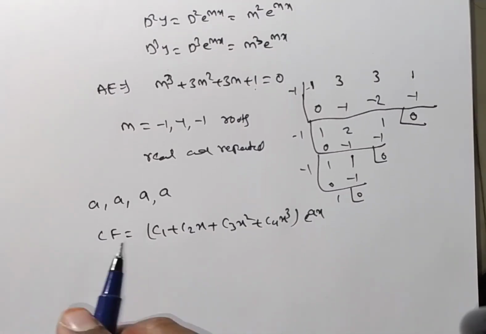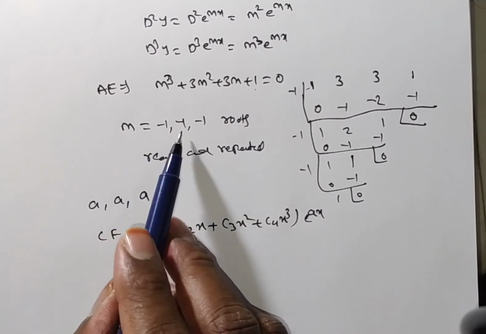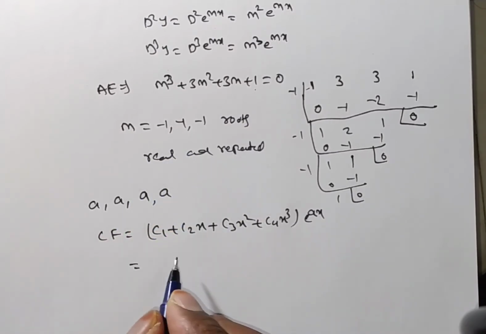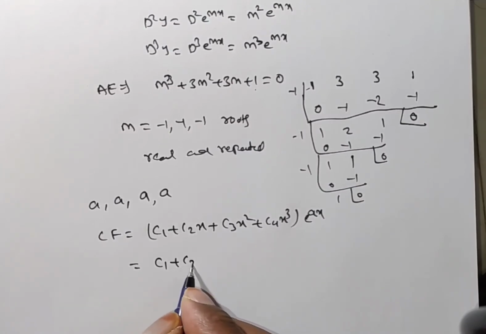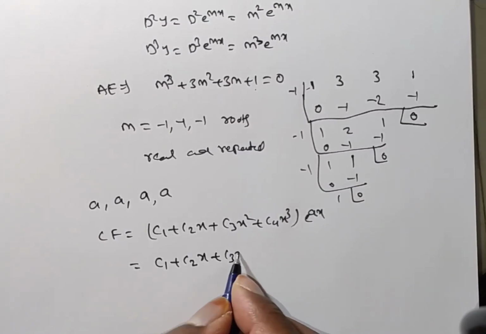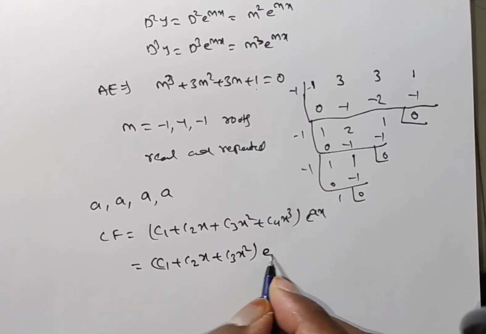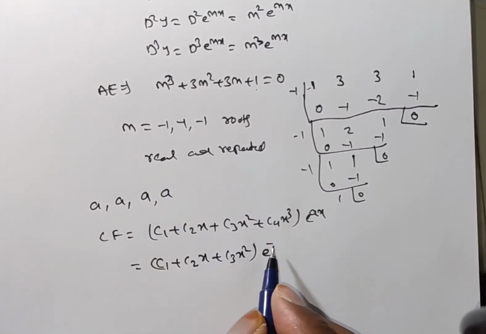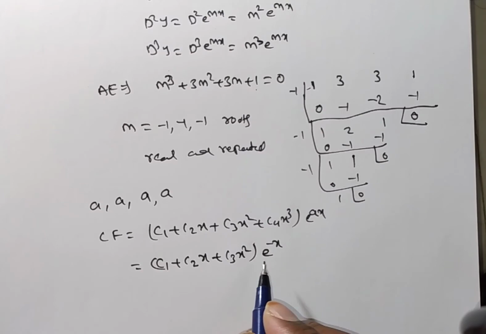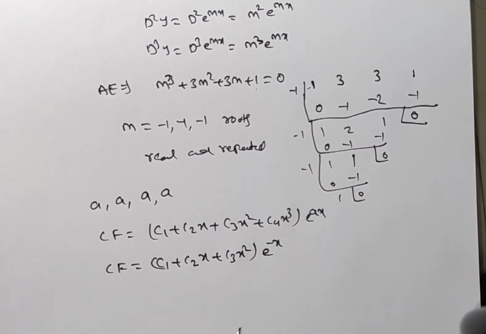Okay, now here what are the roots we have? Minus 1, minus 1, minus 1. How many times? 3 times. So how many arbitrary constants you require? 3. So you have to take c1 plus c2x plus c3x square only into e to the power of ax. What is a you have? Minus 1 into x. So minus x. This is the complementary function.